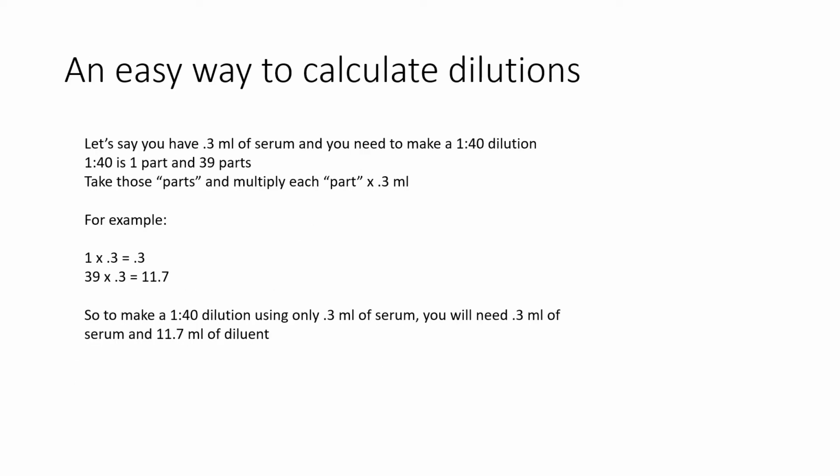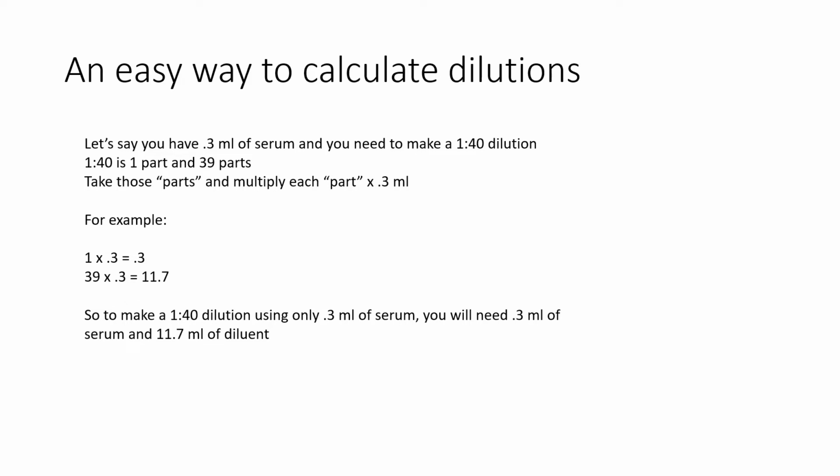Now, rather than doing ratio and proportion, I think an easy way to calculate dilutions, or finding the amount of serum that you need to use in a dilution if you don't have a full mL, is to just do the calculation that I have showing here. So let's say you only have 0.3 mL or 300 microliters of serum, okay? And let's say you need to make a 1:40 dilution. Well, it's best if you can bring the math up to 1. It makes life a little bit easier.